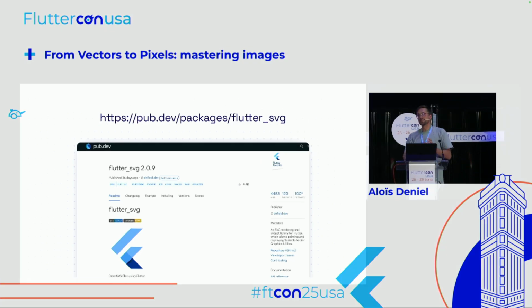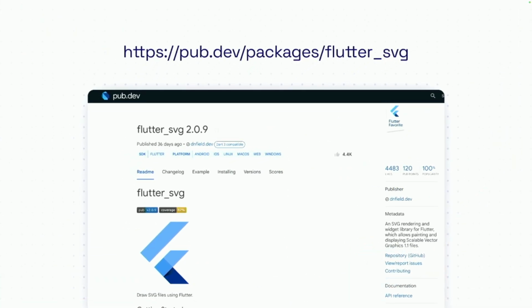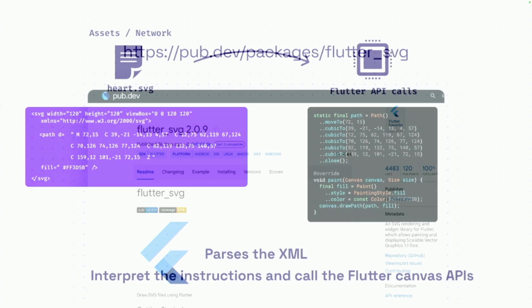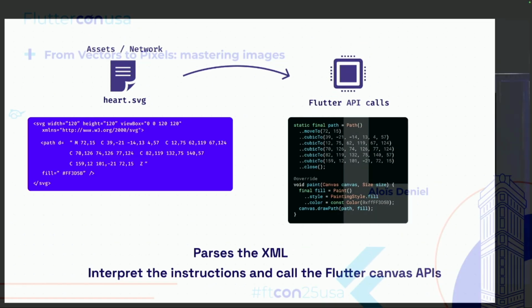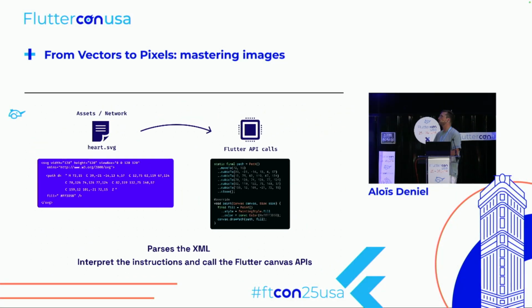So to render this kind of images in Flutter, you will need a specific package. It's not built into Flutter. You will need to add the Flutter SVG package. And this one will simply do what I previously presented. So it will parse the XML file and generate the associated calls from the Flutter API to draw the vector graphics on your canvas.